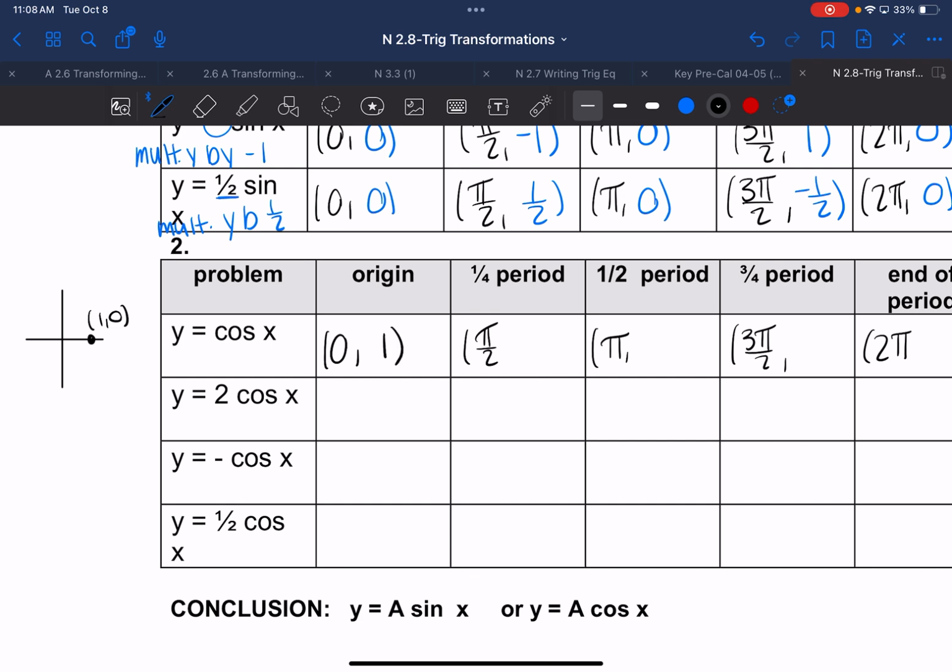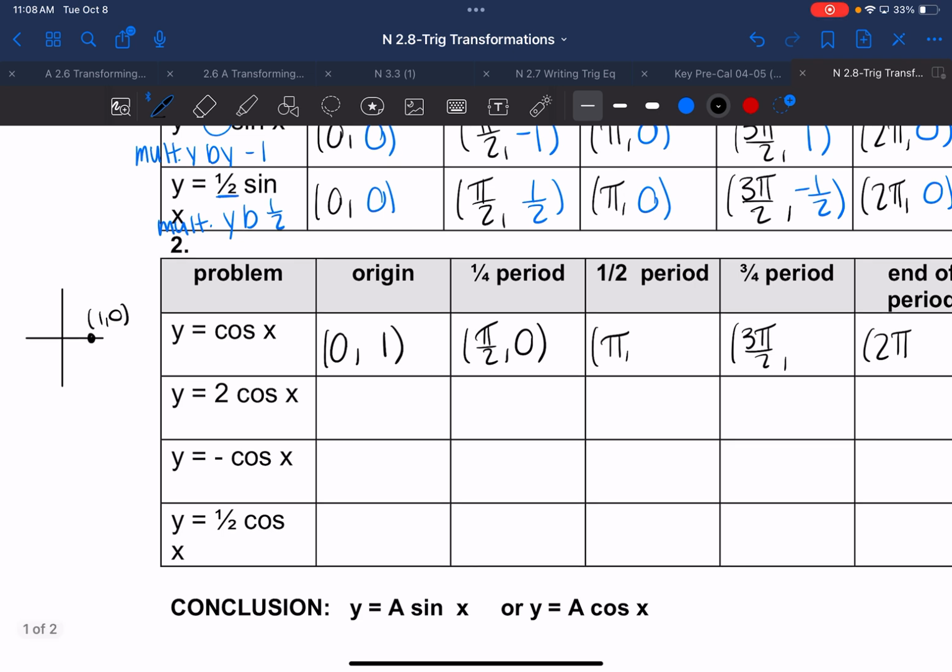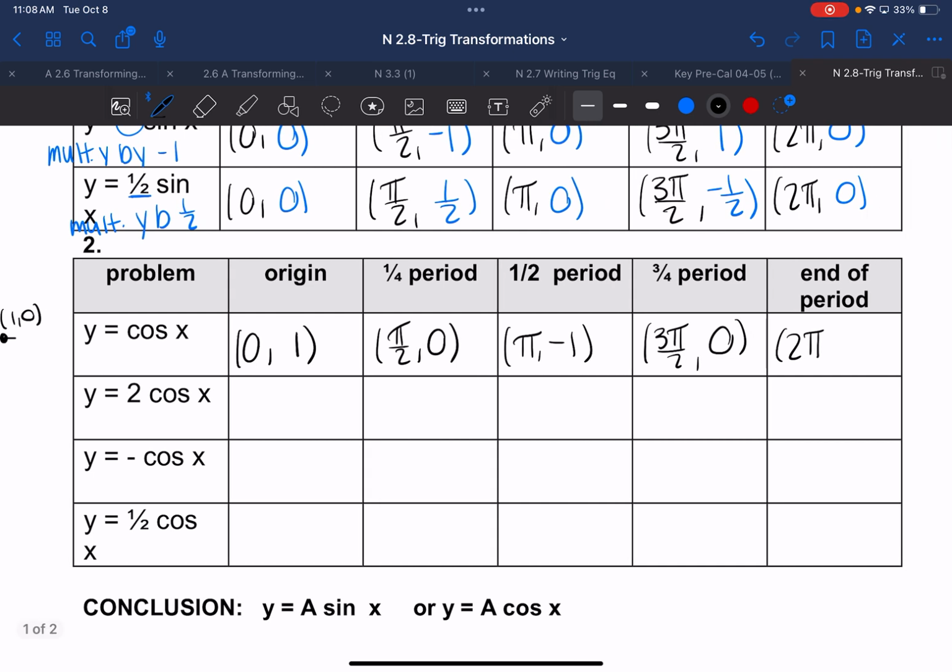Okay, and I plotted this one too. We start out at 1, and then when we get to pi halves, where are we at? 0. And when we get to pi, where are we at? Negative 1. And when we get to 3 pi halves, I'm back at 0. And then at 2 pi, I'm at 1, back where I started. So guys, we want to remember these first 5 points so that we know what changes to make. So let's try and commit the 5 points for cosine and the 5 points for sine to memory.